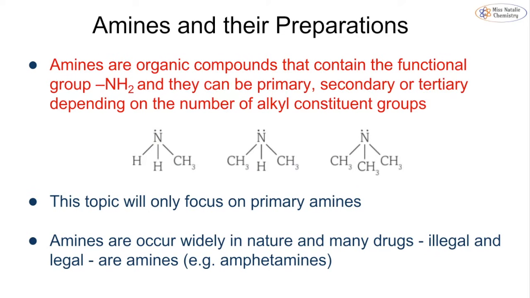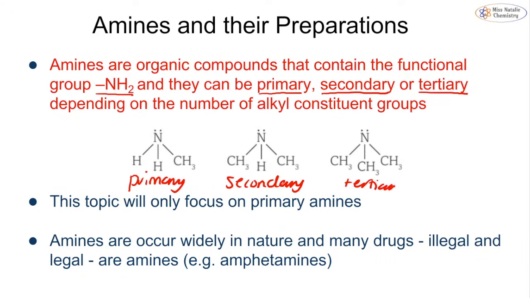Well, an amine is an organic compound that contains the functional group NH2. And similar to our alcohols and our halogenoalkanes, they can be classed as primary, secondary, or tertiary, depending on the number of alkyl constituent groups. Now, I'm sure that you know this already, but just as a quick reminder, primary are going to have one alkyl constituent group, secondary are going to have two, and tertiary are going to have three.